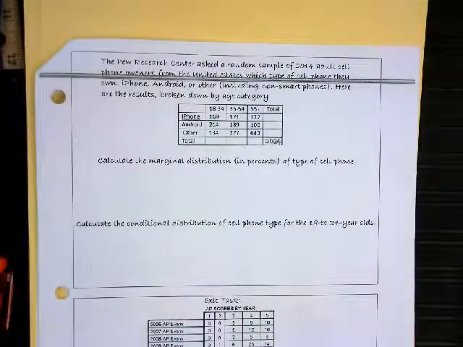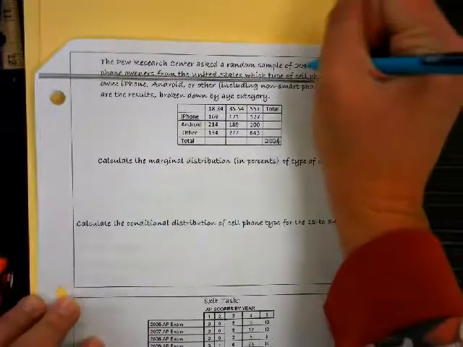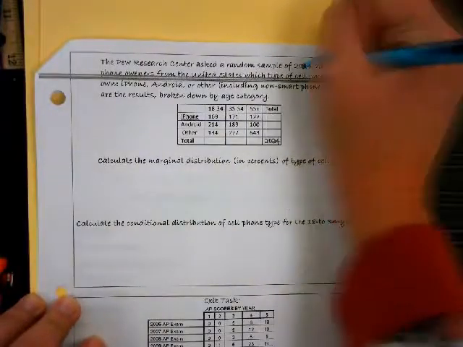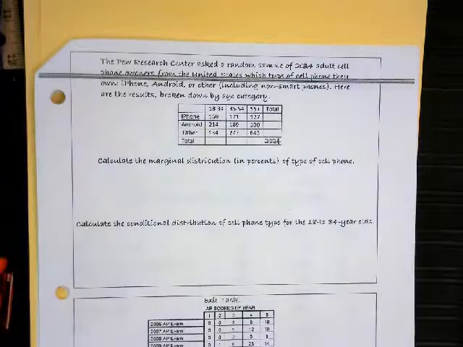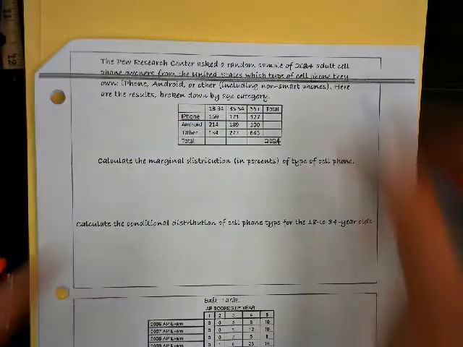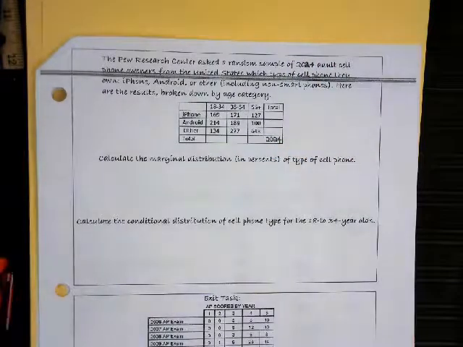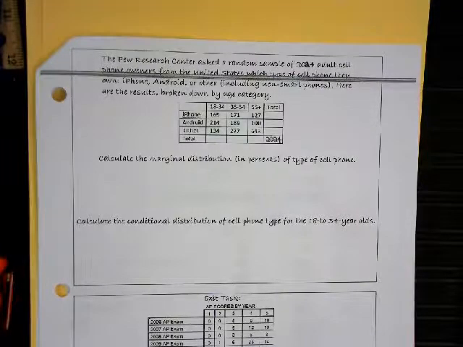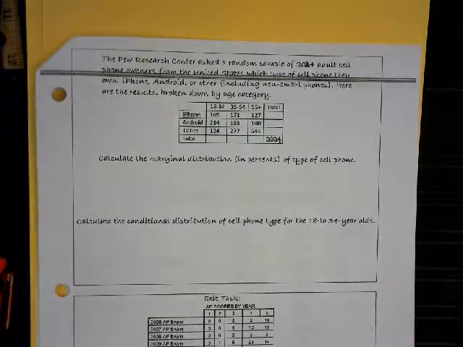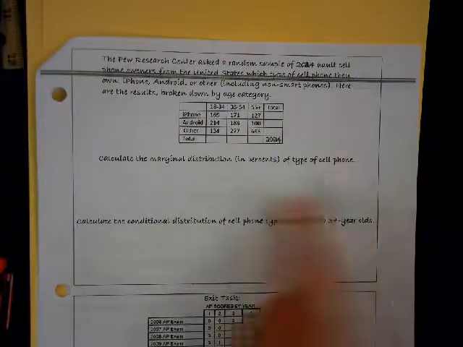Because when we find the totals, that will be the grand total. So usually in the paragraph, it'll tell you what your grand total should be, and then you can double check your work. So fill in the totals, then do the marginal distribution of cell phone types, conditional distribution of cell phone types for the 18 to 34-year-olds.